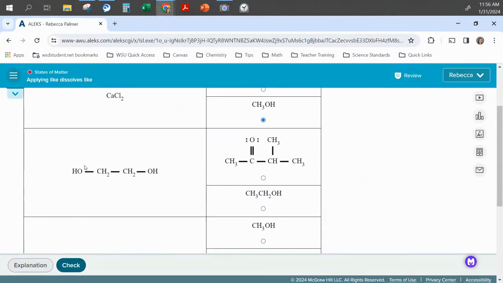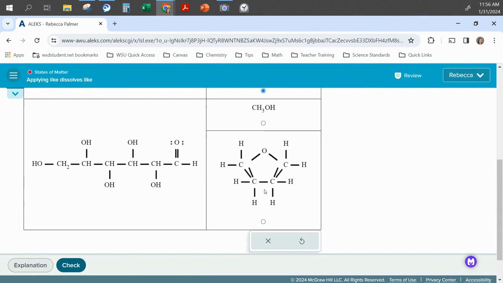How about this one? We have OH groups. So anytime I have OH groups, I'm going to try to pick one that has OH groups. This one has OH groups. The first thing I see is this one has OH groups. So I'm going to find this one also has OH groups.